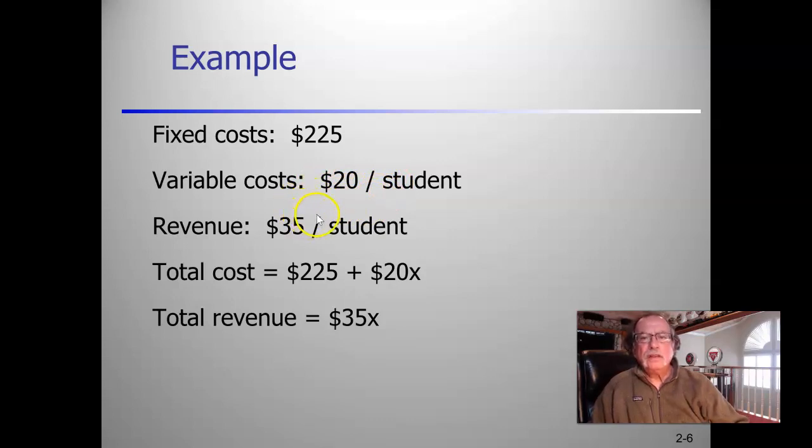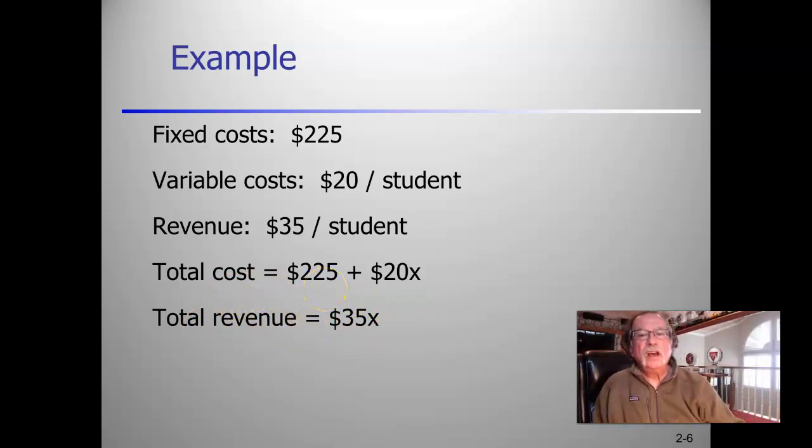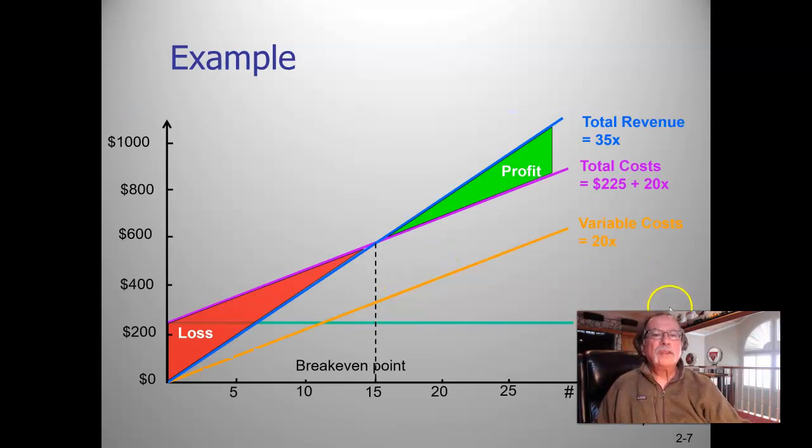student. So if we get 0 students, we're still going to incur a cost of $225. So our revenue is going to be $35 times the number of students. Our total cost is going to be $225 plus $20 times the number of students. And so this is what we look like with profit and loss.